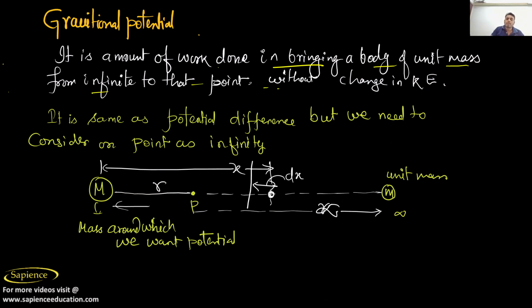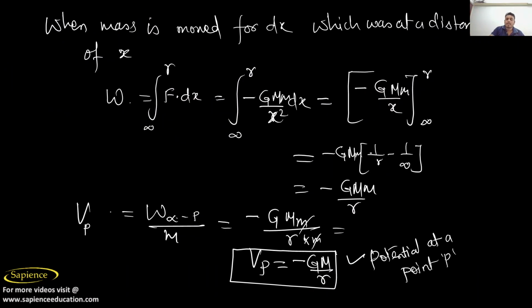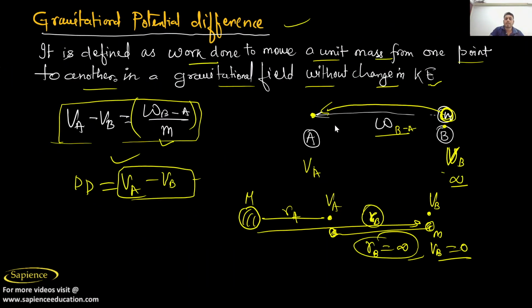It is the amount of work done in bringing a body of unit mass from infinity to that point without changing kinetic energy. This is very important. You should not change any kinetic energy at all. How will you do this? Slowly you have to move. And by moving slowly, you need work. Let's discuss this in more detail.